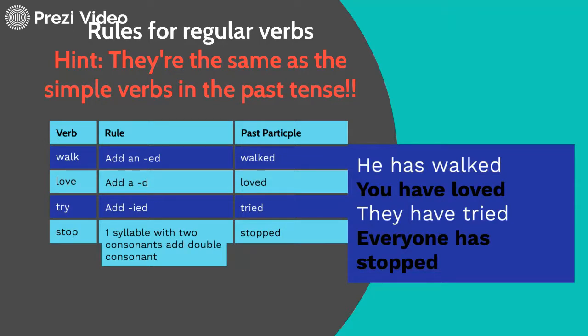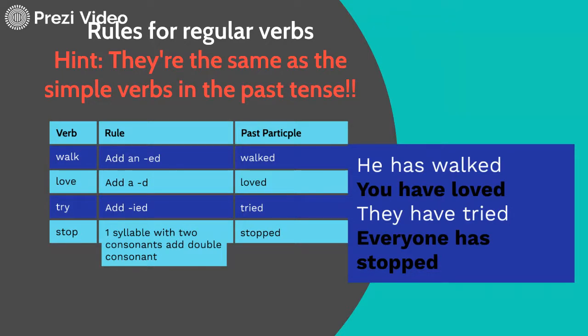Now remember, you should be pausing this video and taking notes if any of this is new information. So just a quick review. Walk, for example, is just a regular verb in the past tense, and it's also a regular past participle. All you have to do is add an ed, and walk turns to walked. So, for example, he has walked. Love ends with an e, so whenever a word ends with an e, you just need to add the d, so that has an ed ending, such as loved.